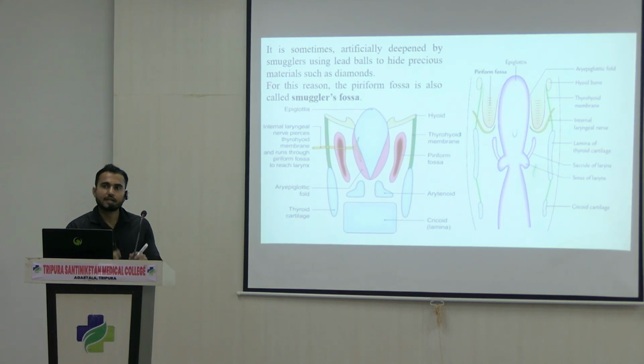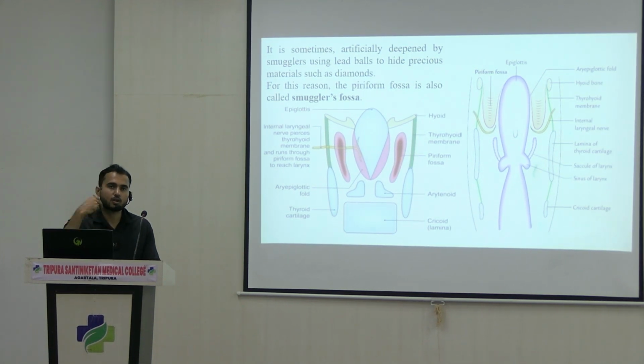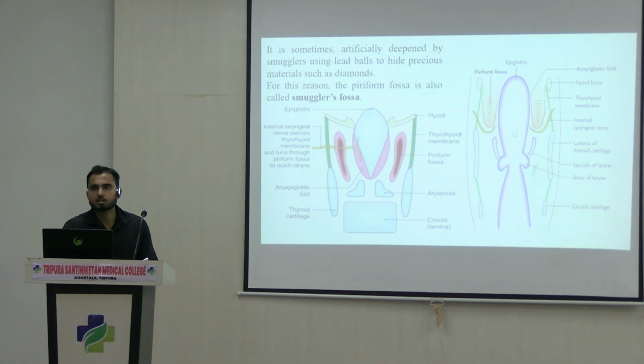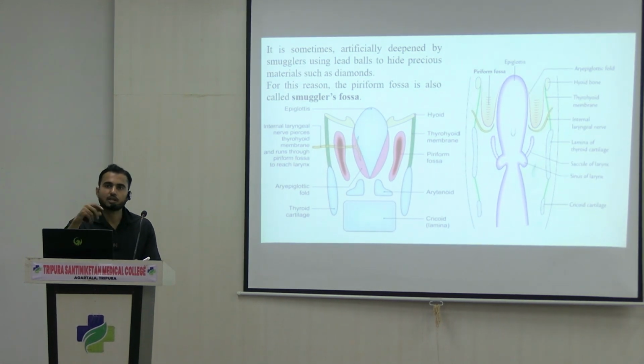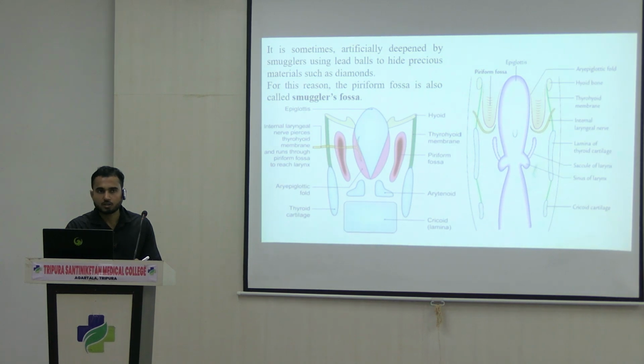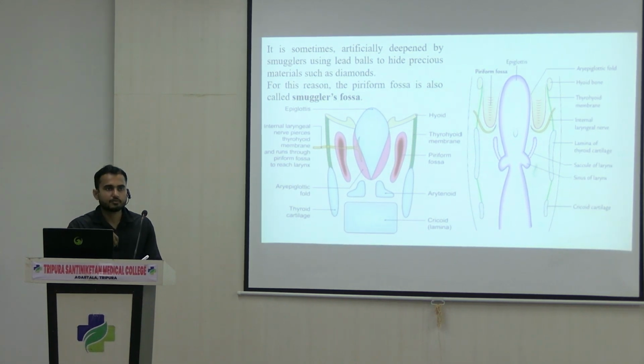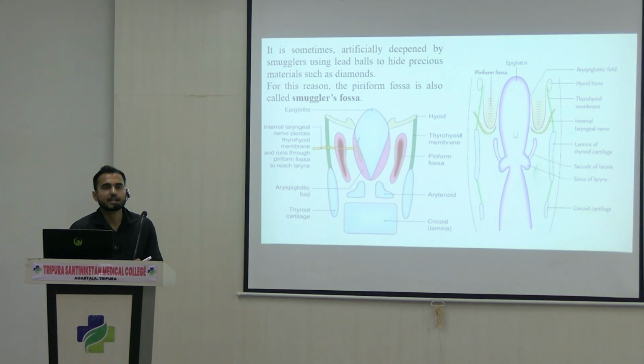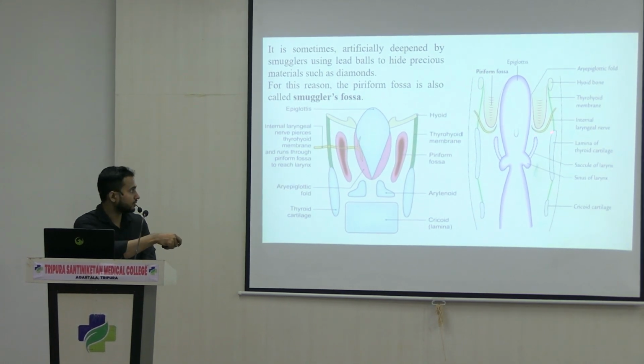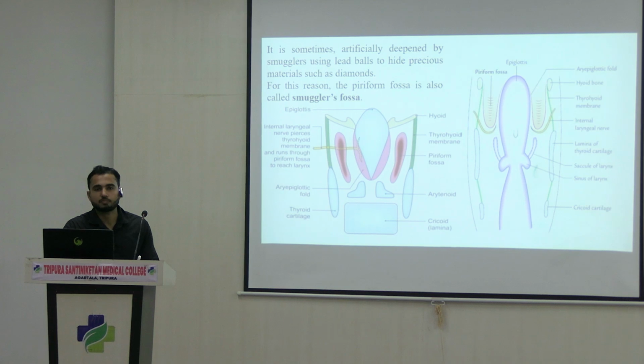Now, if any foreign object is lodged into the pyriform fossa, suppose you are eating fish, or suppose something where bones are present, it may lodge into the pyriform fossa. Now if anything is lodged in the pyriform fossa, you can't take it out. Okay, it has to be taken out surgically. So during that procedure, what will happen? There may be chances of damage of this internal laryngeal nerve.